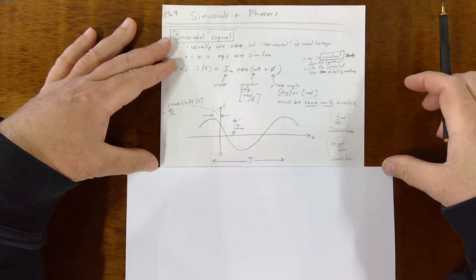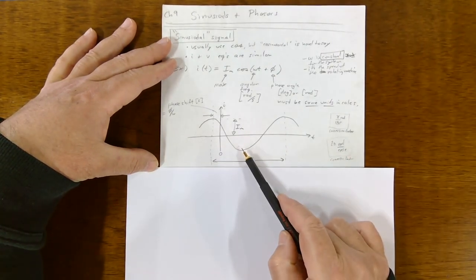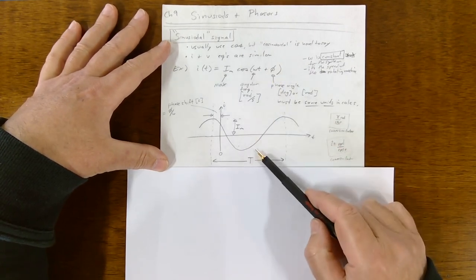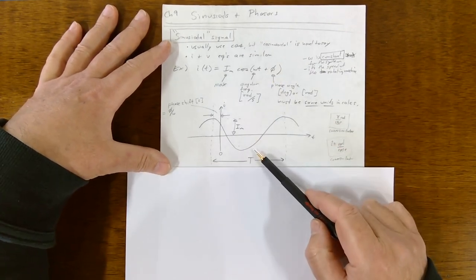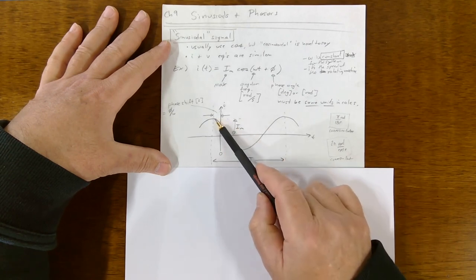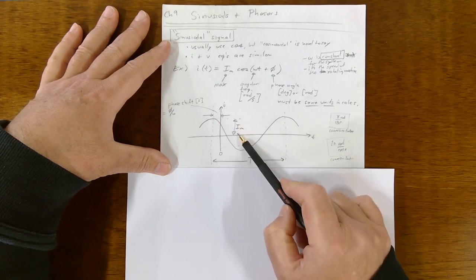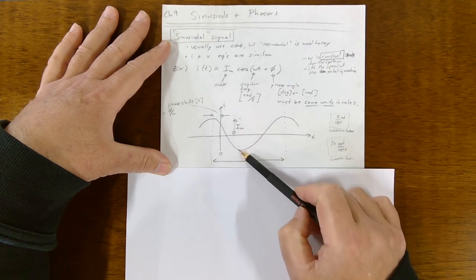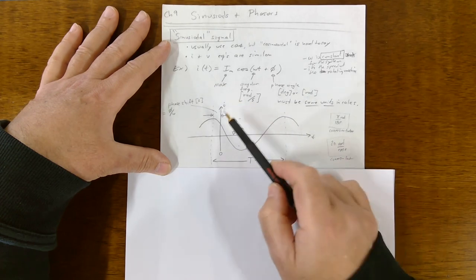So here's what that signal, this mathematical expression, might look like if you graphed it. And I sub m is the peak value, right? Measured up, right? So from peak to peak, it's going to be 2 times I sub m.